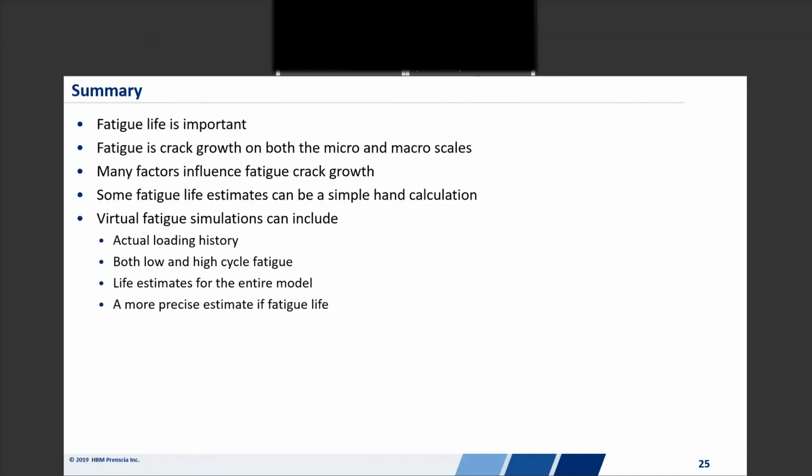We can do this in both high cycle and low cycle fatigue, because the moment we go to a numerical calculation, the calculation high cycle to low cycle follows the same basic procedure. The computer's now doing it, so it's easy. We can get life estimates across the entire model. And what this gives us is a more precise estimate of fatigue life. And the more precise we can get on the estimate of fatigue life means the closer to an optimal design we can get.